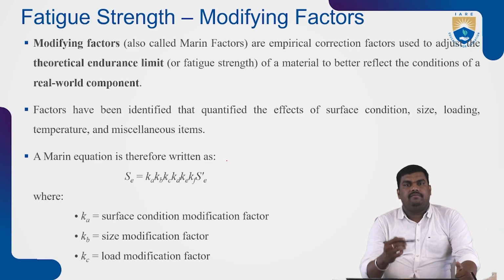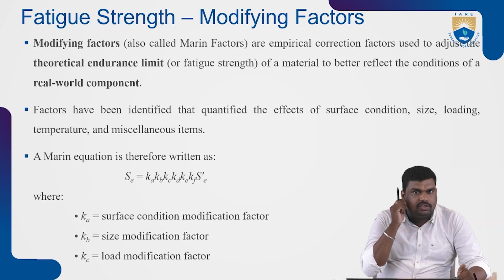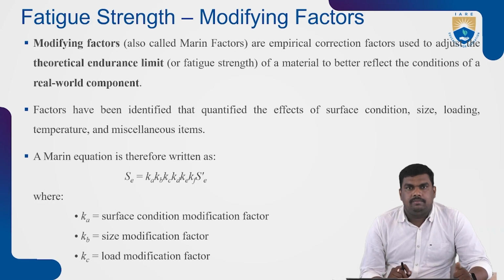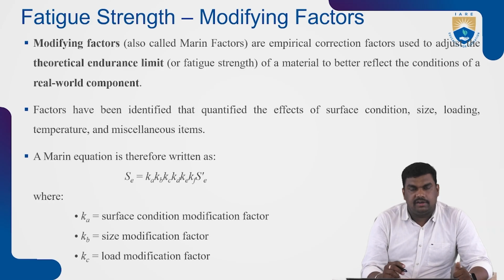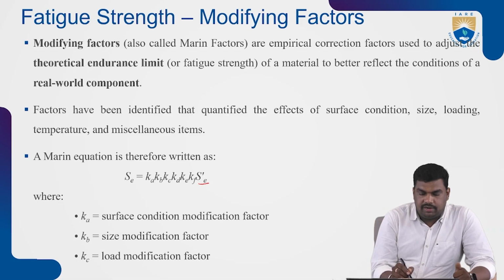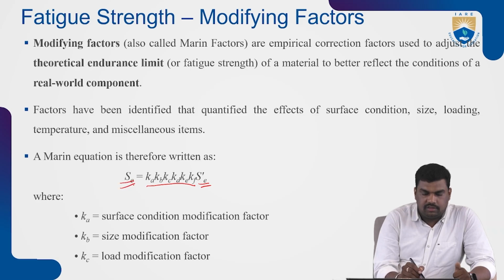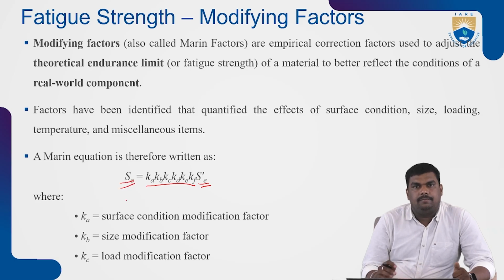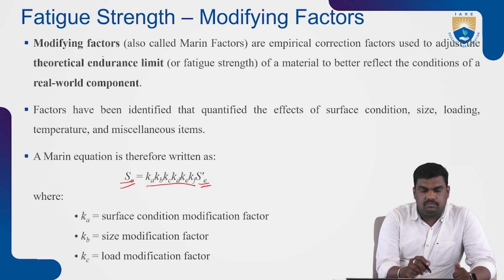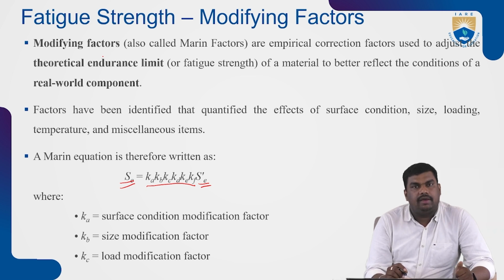Practically, when we use the R. R. Moore rotating beam test machine that we explained in the last class, the value we get will be multiplied by all the modification factors. Then only will you get your endurance limit stress. These modification factors are also called the Marin equation.